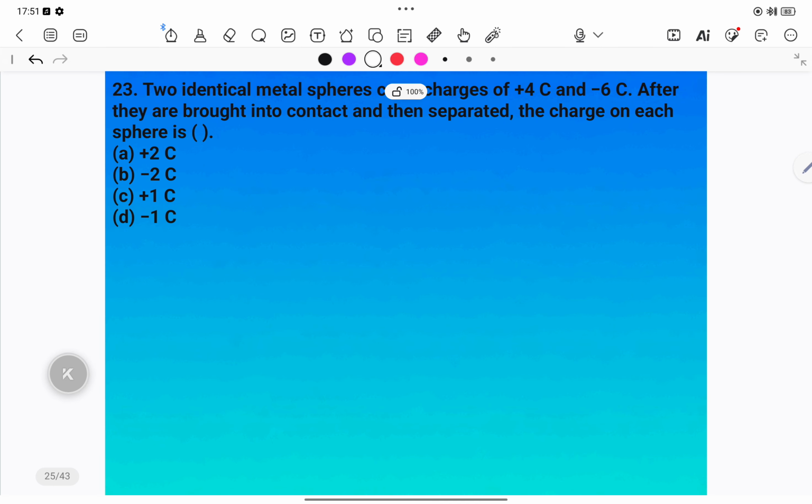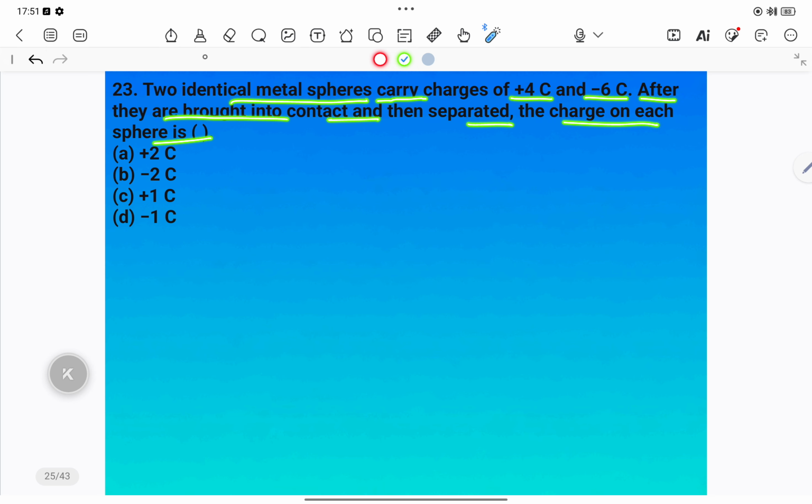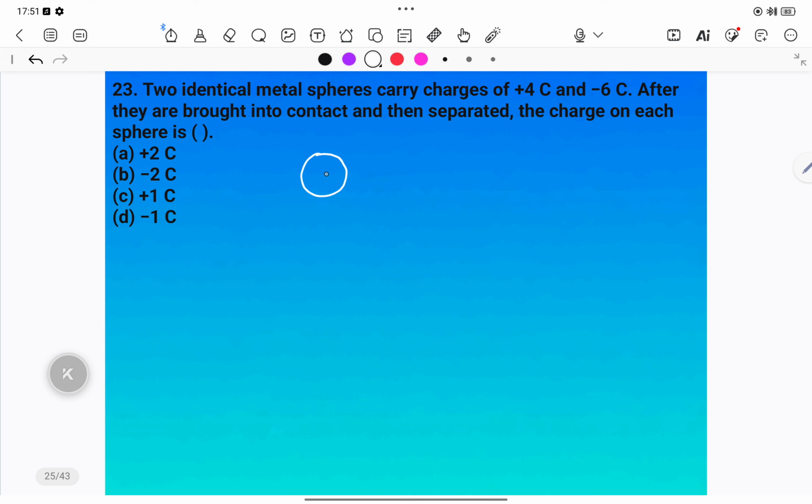Question number 23. Two identical metal spheres of charges plus 4 coulomb and minus 6 coulomb are brought into contact and then separated. The charge on each sphere is. This is sphere 1 having a charge of plus 4 coulomb, and this is sphere 2 which has a charge of minus 6 coulomb.